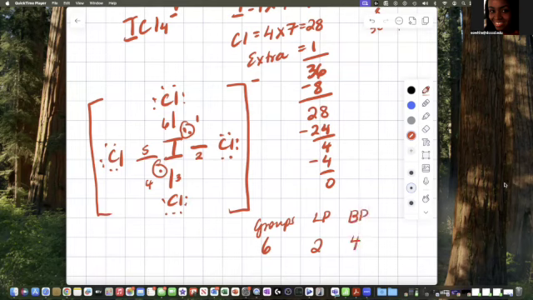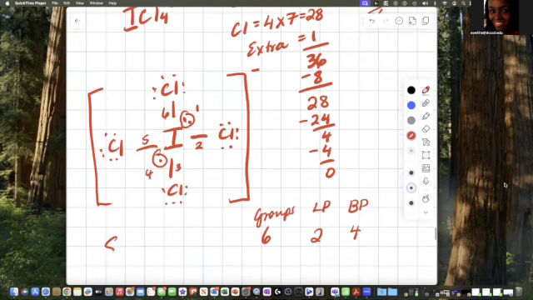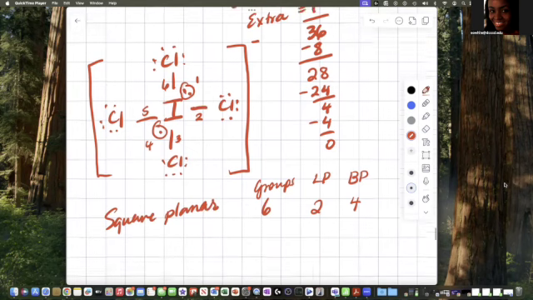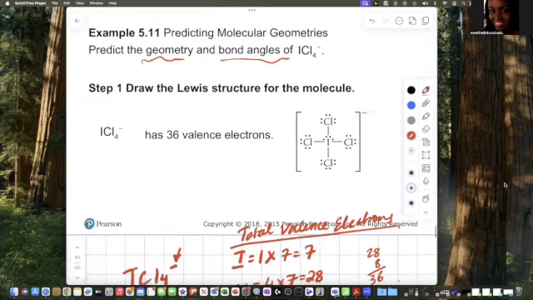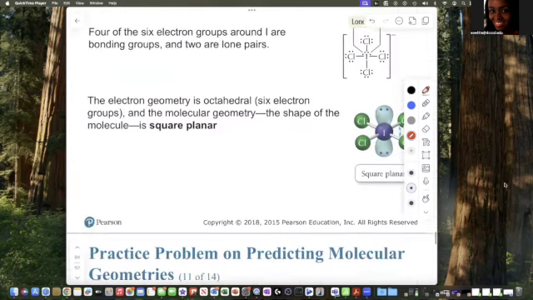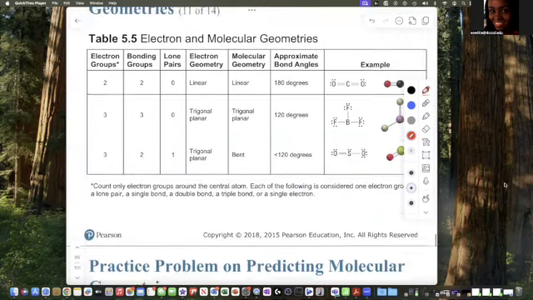So this looks like a square planar. Square planar, based on the chart, right? And with 6 groups, the bond angle here is going to be 90 degrees. Is that what they asked for? Bond angles. So let me go ahead and see what they do. They go to the chart. They said 6 groups, right?